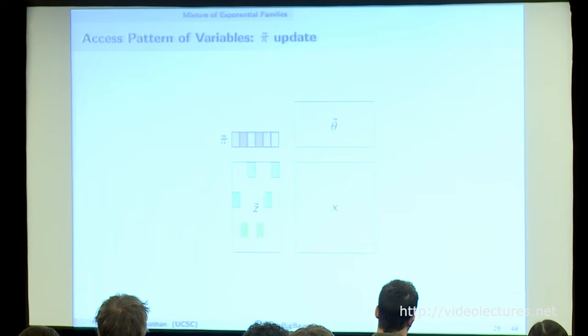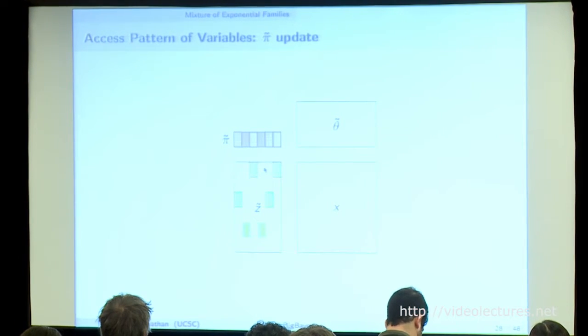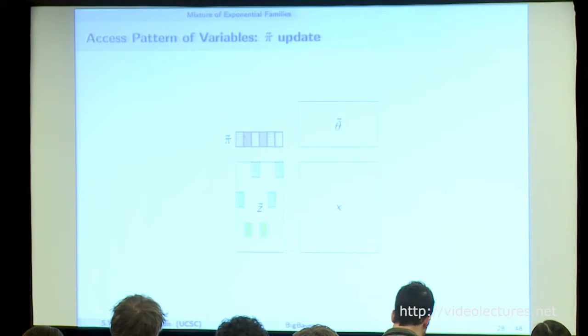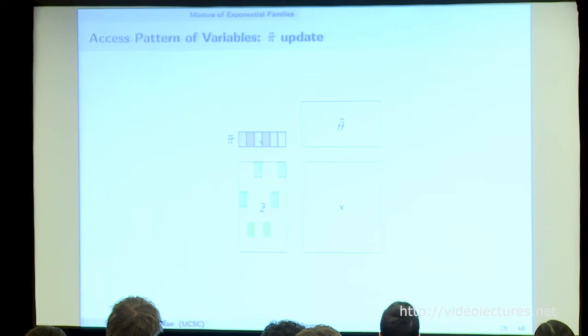So let's say you have 3 processors, okay? Processor 1 could be reading this part of the Z matrix, the other processor is reading this part of the Z matrix, and the third processor reads here, and they are updating these different entries of pi.